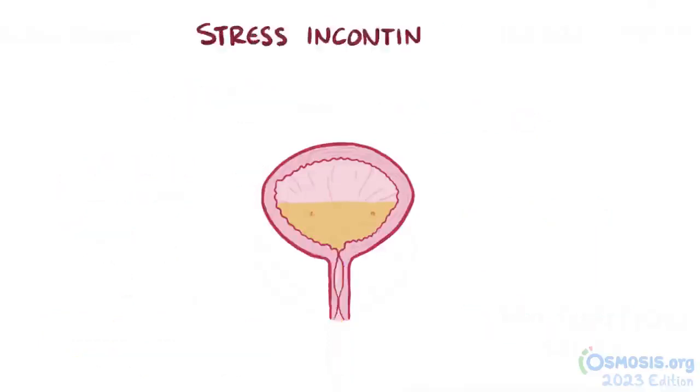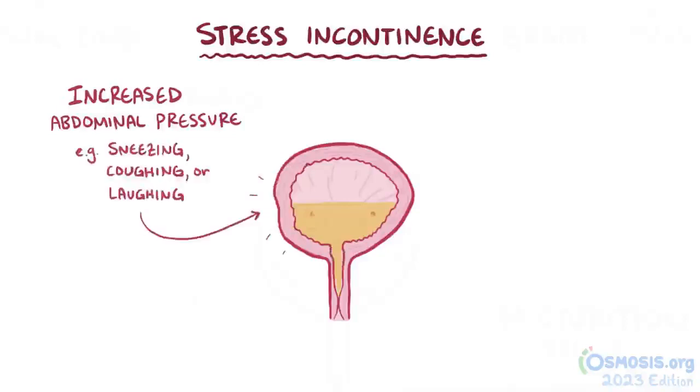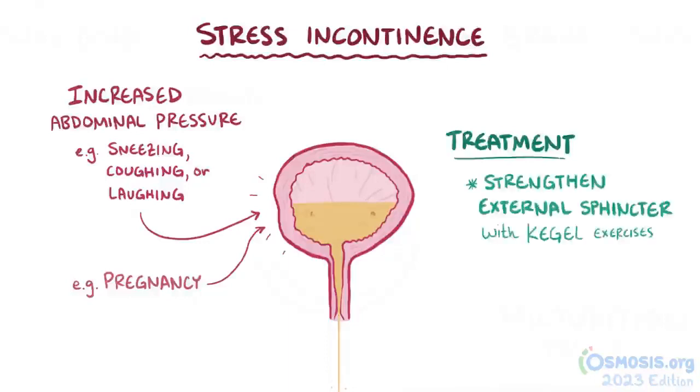Next, there's stress incontinence, which is usually due to increased abdominal pressure that overwhelms the sphincter muscles and allows urine to leak out. Think of things that cause exertion, like sneezing, coughing, and laughing. Anything that puts pressure on the bladder. This is also relevant during pregnancy, when a growing baby puts tremendous pressure on the bladder and causes stress incontinence in some women. The classic finding is urinary leakage with pressure applied to the abdomen. Stress incontinence treatments typically focus on strengthening the external sphincter muscle by doing things like Kegel exercises.